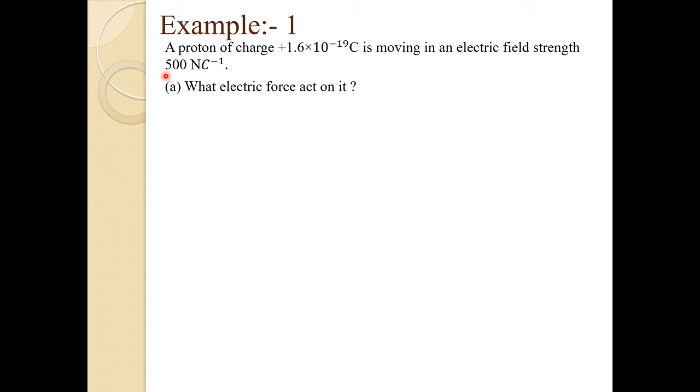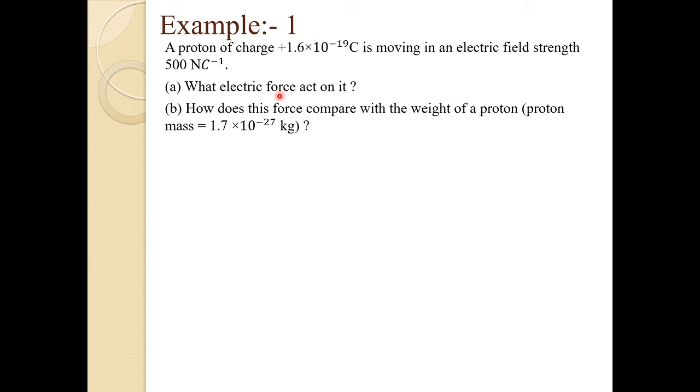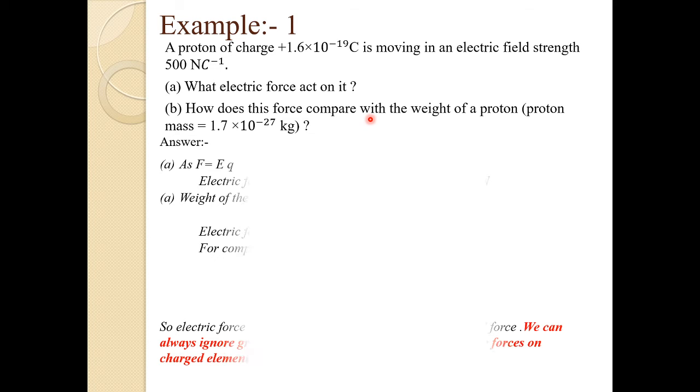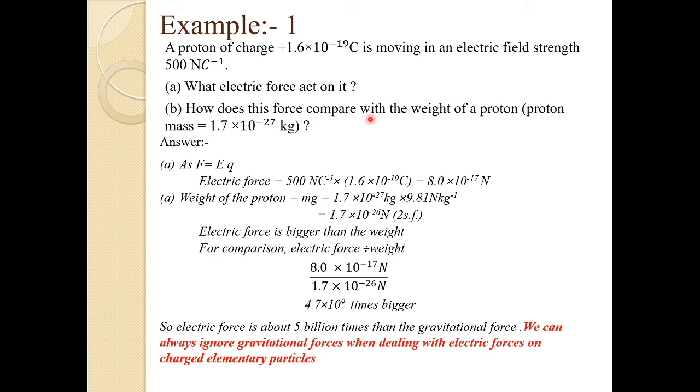Now you are a little bit familiar with the relationship by now. So F = EQ. What we have to write is F, which we need to find out by using E and Q. And part 2, how does this force compare with the weight of a proton? Okay, let's see what the answers are. So for the first part, as we discussed, force is equal to EQ. The electric force is calculated.